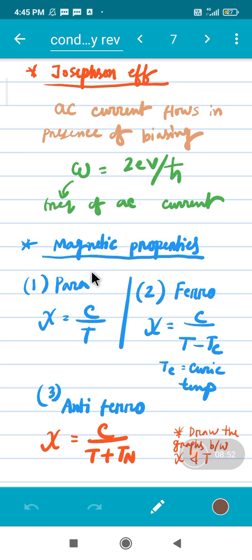Next, I will discuss very small things about magnetic properties. For paramagnetic cases, you know the magnetic susceptibility chi is related like this: C by T, where T is the temperature. For ferromagnetic, it will be chi equal to C by T minus Tc, where Tc is the Curie temperature, and for antiferromagnetic, it is C by T plus Tn. At home, you should try to draw the graphs between chi and T, that may be helpful for your exams.